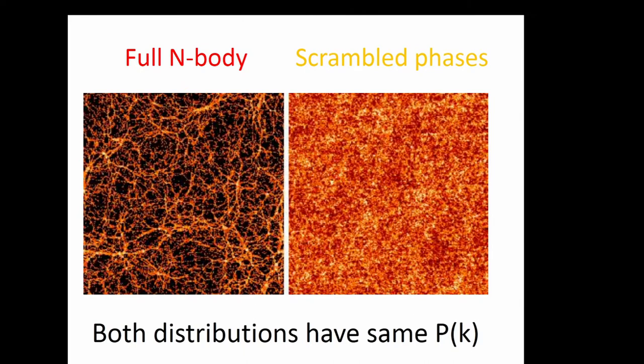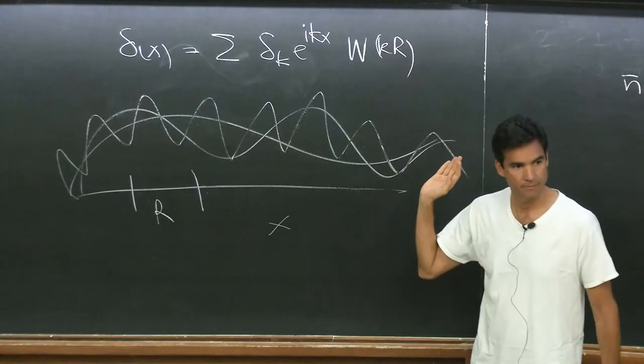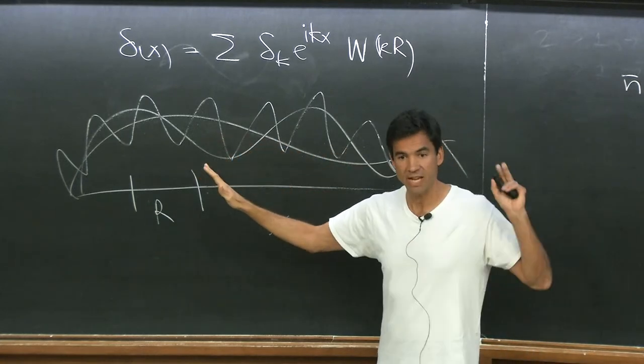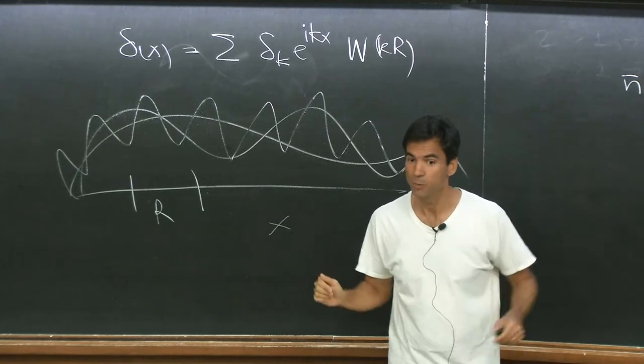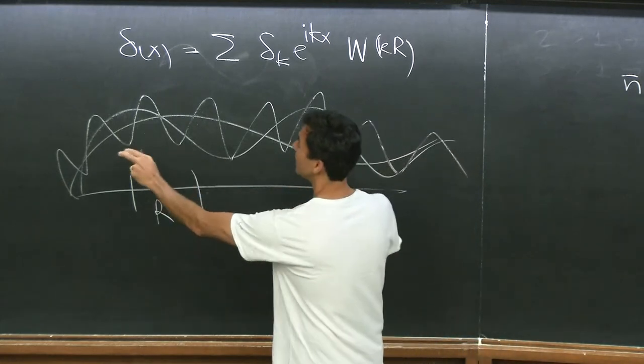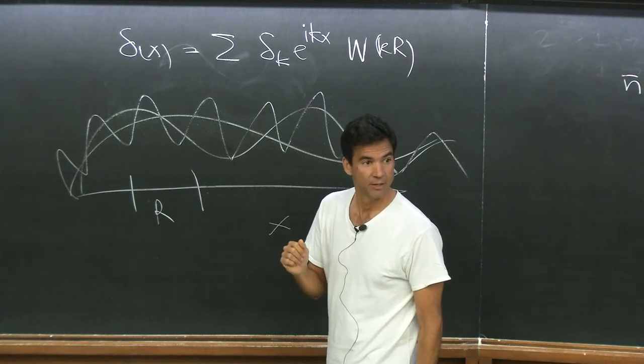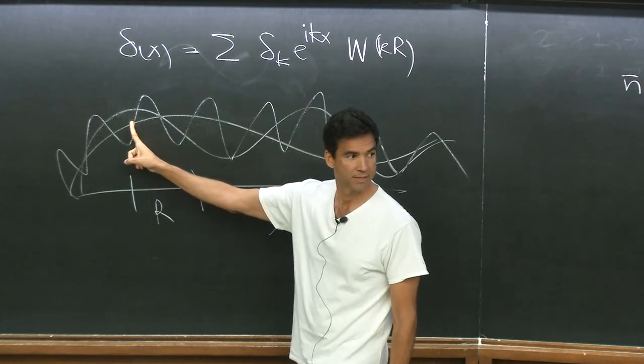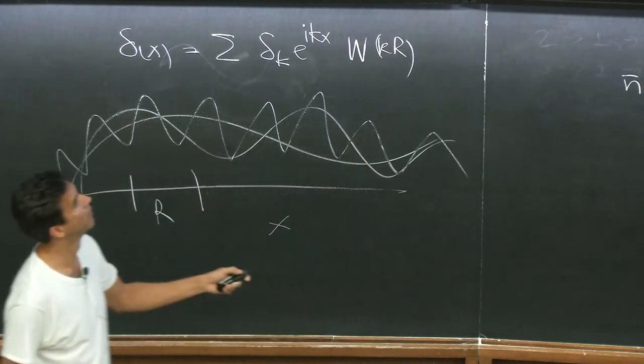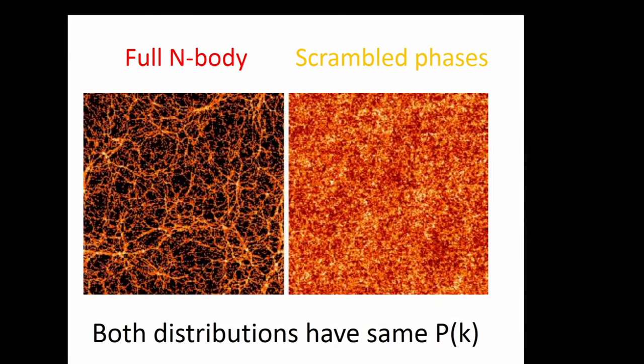This field here has the same power spectrum, and all that has happened is that when adding the waves together, we've taken the wave amplitudes to be the same, the wavelengths to be the same, but we've randomized whether they all peak at the same place or they peak at random positions. So we call that random phase. We didn't require them all to be peaking at the same place in space. So you can see by eye there's a huge difference between these two, even though the power spectrum is identical. Okay?